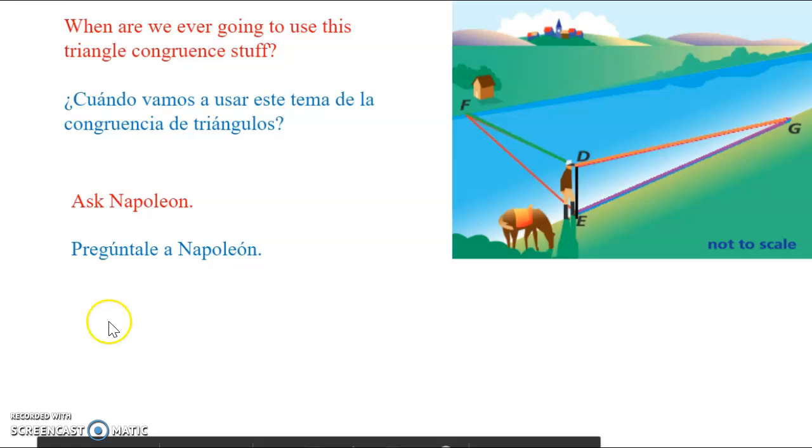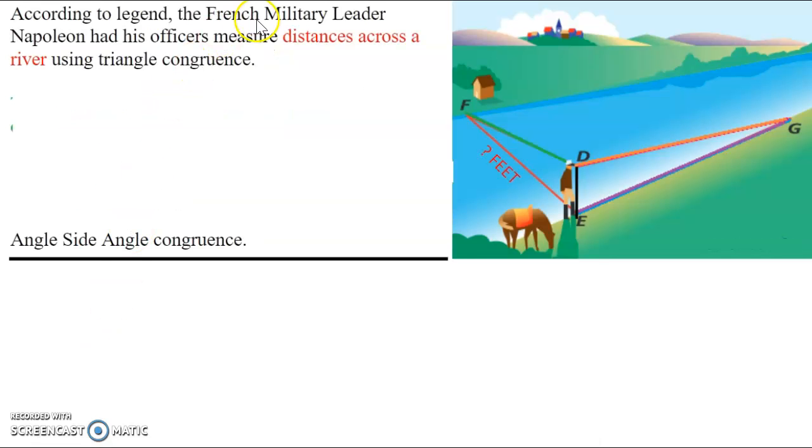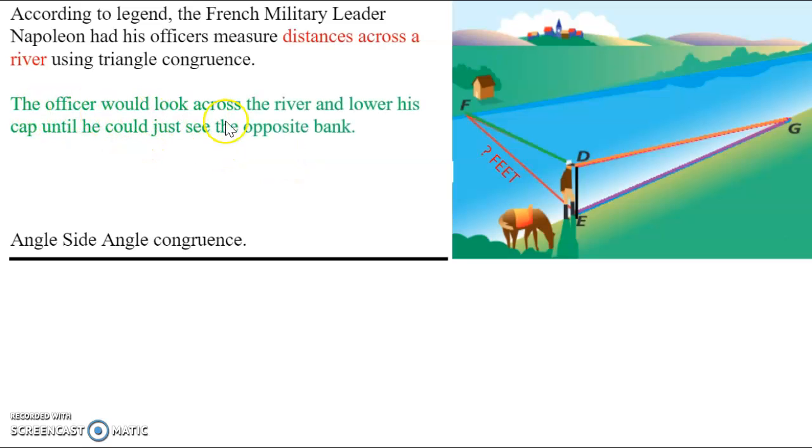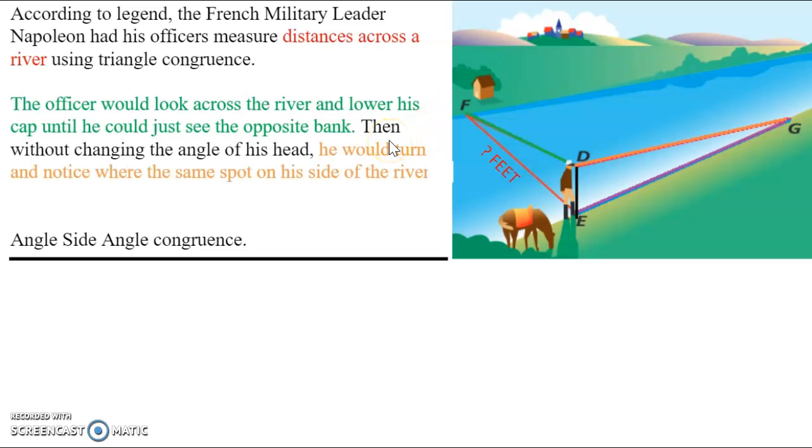Alright, so when am I ever going to use this triangle congruent stuff? Well, Napoleon, if you remember, was a French military leader. The legend shows that he had his officers measure distance across the river using triangle congruence. The officer would look across the river and lower his cap until he could just see the opposite bank. Then, without changing the angle of his head, he would turn and notice where the same spot is on that side of the river.